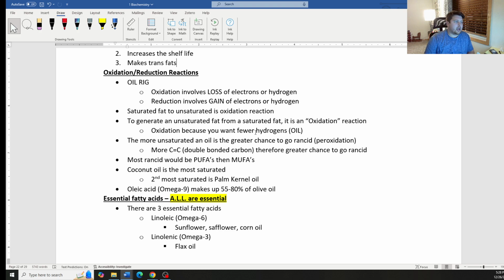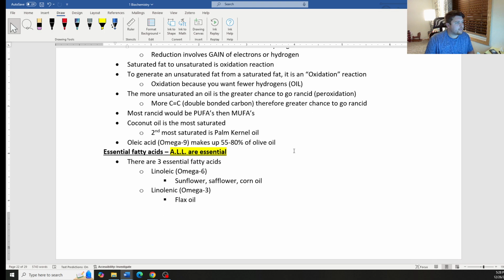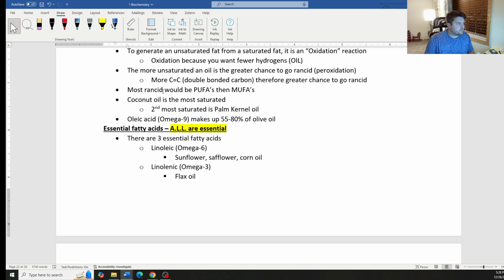We're gaining hydrogen, gaining electrons. So to generate an unsaturated fat is an oxidation reaction. The more unsaturated an oil is, the greater the chance that it can go bad. The ones that tend to go bad are polyunsaturated fatty acids and then monounsaturated fatty acids.